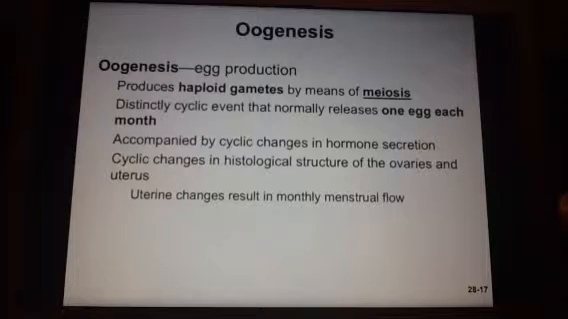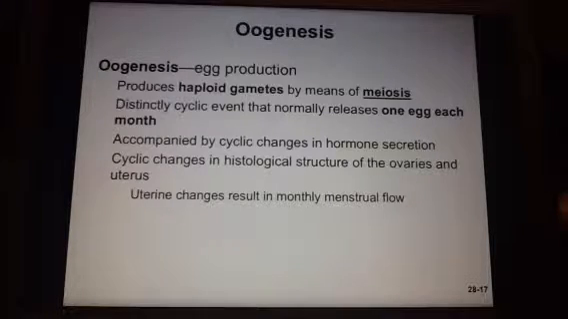This video is going to focus on egg production, which is called oogenesis. And again, you're going to see some similarities to spermatogenesis, but then also some big differences. Egg production does produce haploid gametes by means of meiosis, but it is very cyclic.